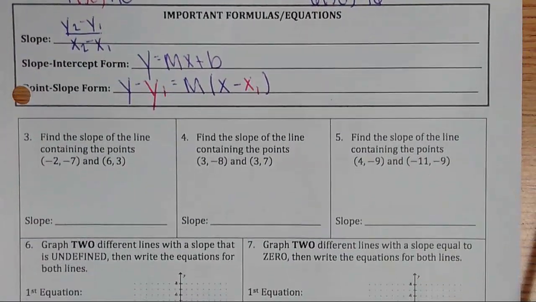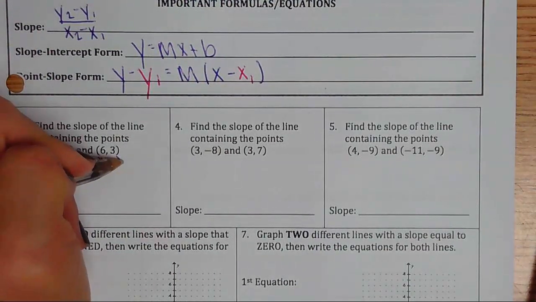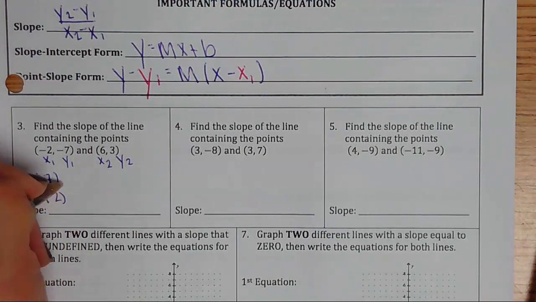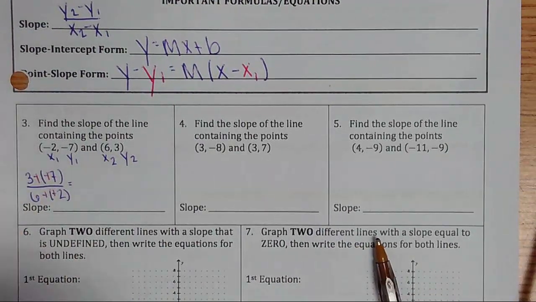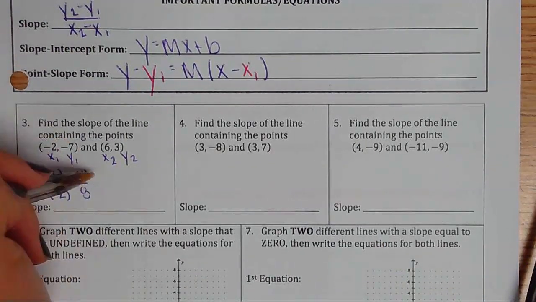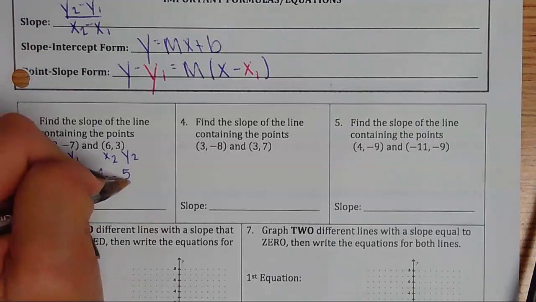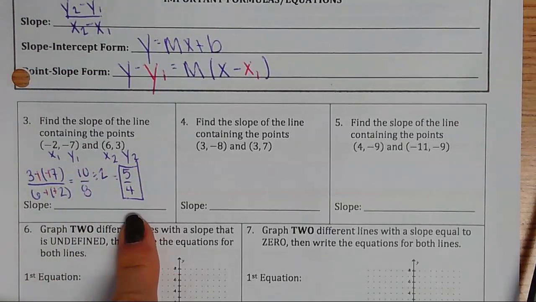So, when we are finding our slope, I'm just going to label them x1, y1, x2, y2, and I am going to do 3 minus -7 over 6 minus -2. Remember, 2 negatives become a positive, and I'm left with 10 over 8. These are both divisible by 2, so it reduces down to 5 over 4. So my slope is 5 over 4.